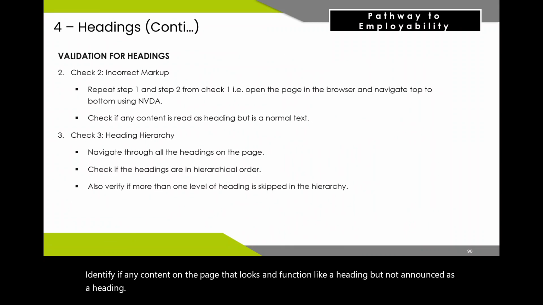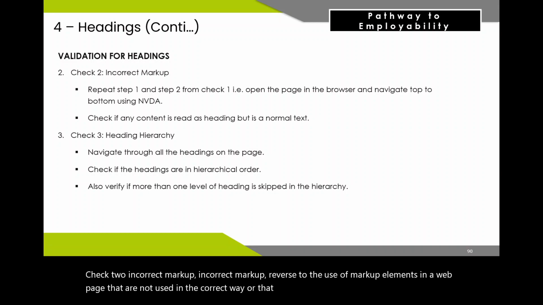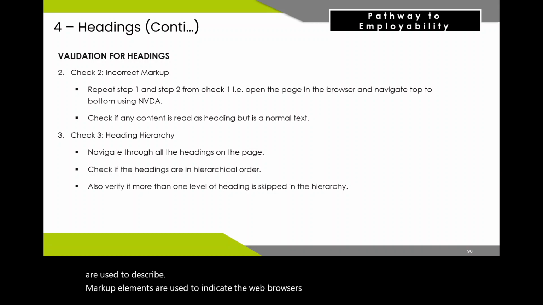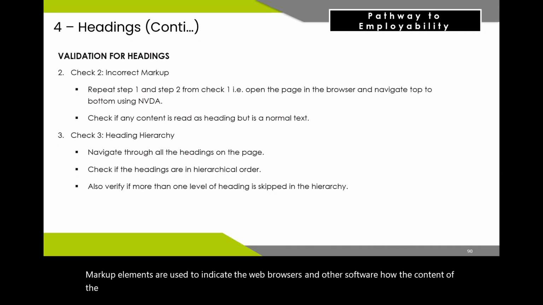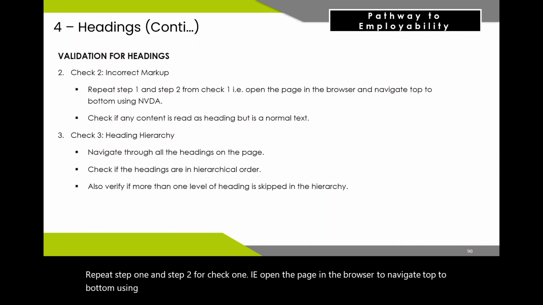Further on validation for headings. Check 2. Incorrect markup. Incorrect markup refers to the use of markup elements in a web page that are not used in the correct way, or that do not accurately represent the content they are used to describe. Markup elements are used to indicate to web browsers and other software how the content on the web page is organized and what it represents. Repeat step 1 and step 2 from check 1, i.e. open the page in the browser and navigate top to bottom using NVDA. Check if any content is read as heading but is normal text.